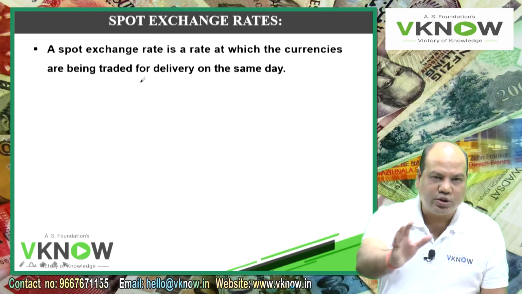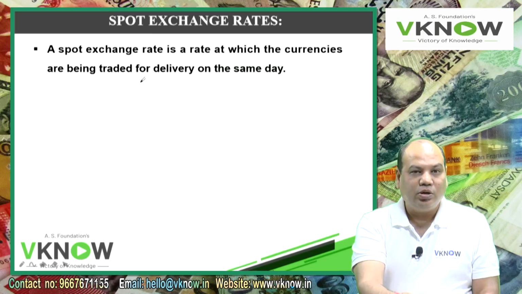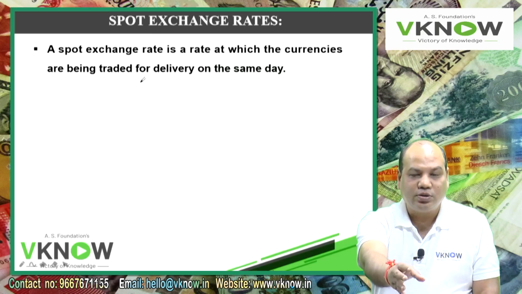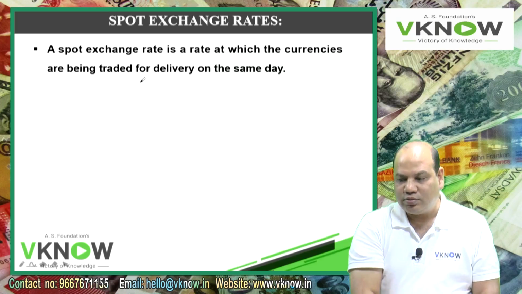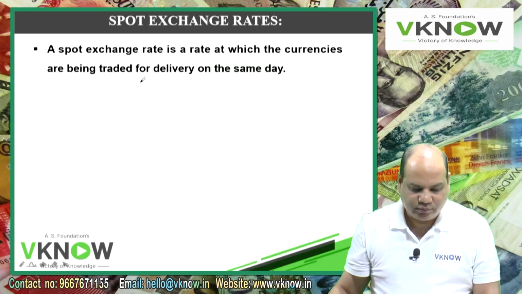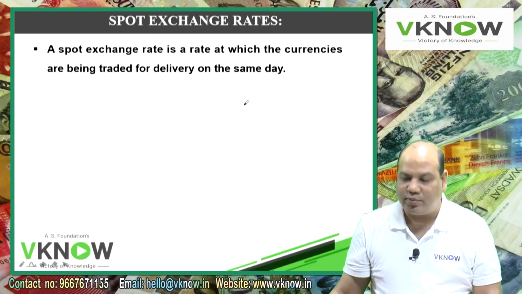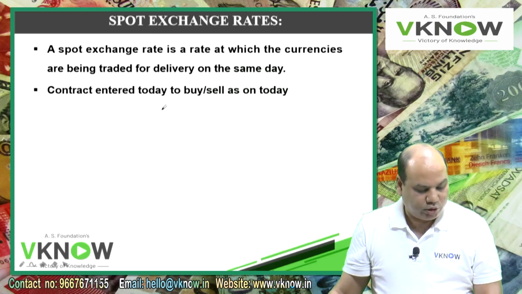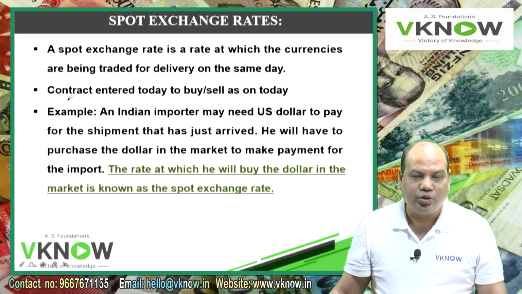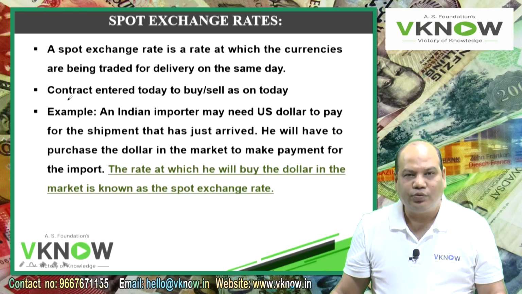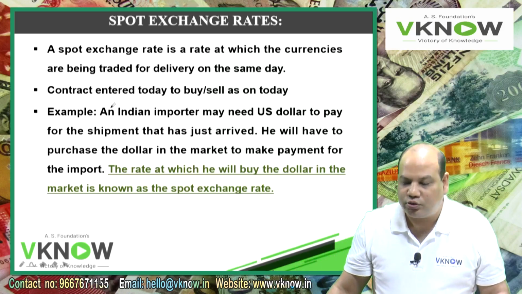Suppose you want to go to USA tomorrow, and you go to the bank and say, I want $2,000, please give me dollars. The bank will say today the rate is 76 rupees. 2000 into 76, you hand over those rupees and they will give you $2,000. Which rate did they apply? Spot rate. Today's rate. Spot rate is the exchange rate at which currencies are being traded for delivery on the same day. Contracts entered today. Shortcut: to buy or sell as on today. The contract is entered today, and the exchange of two currencies will also take place today. So the rate at which this contract will be entered is called spot rate.